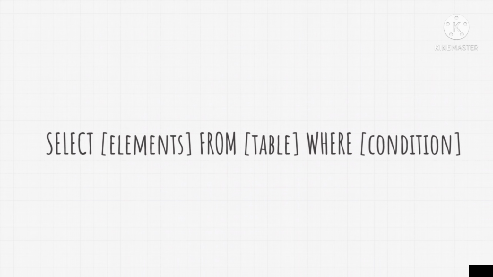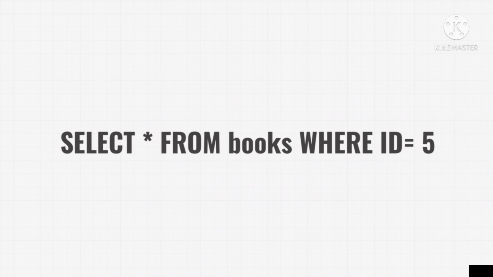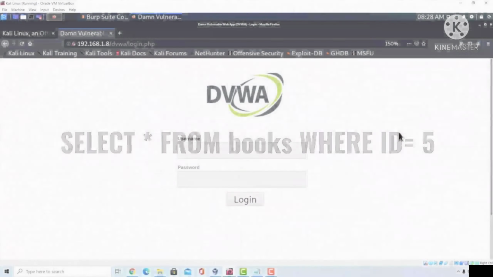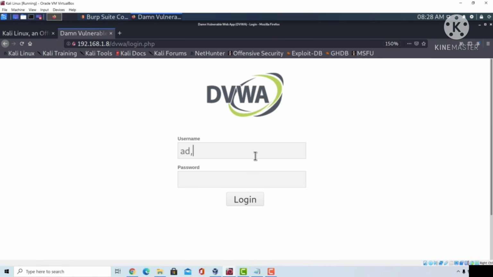Here we can see an example of how a real-world SQL query could look. Here, books is our table from the database, ID is our condition, and this star sign indicates that we want to extract everything. Usually in the programming world, the star sign means everything. Great. Now that we know the behind-the-scenes of how an SQL injection works, let's try to perform one on our DVWA page. So let's go right here and log in as usual to our DVWA page.